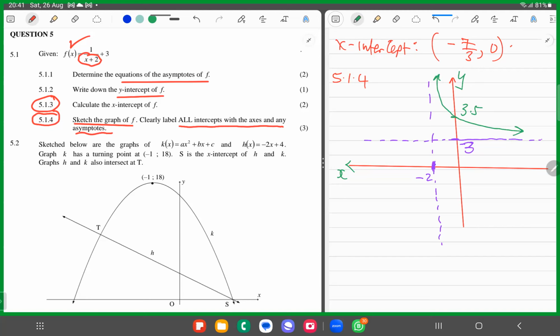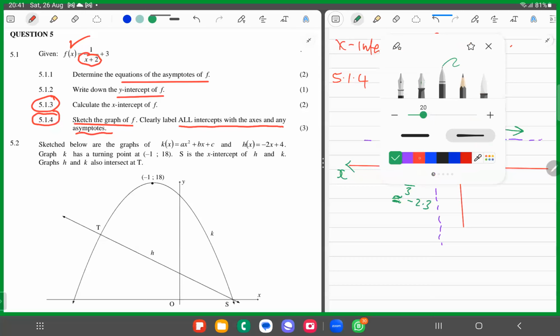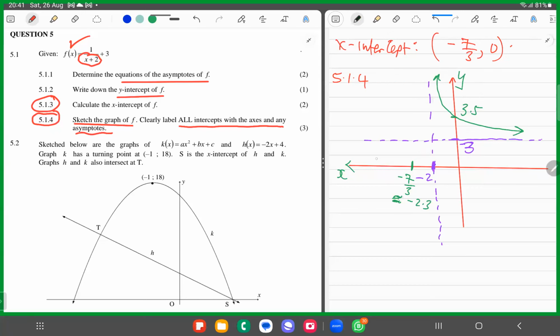And then you have this one, which is minus 7 over 3. Obviously, it's somewhere here, because it is approximately the same as minus 2.3. So minus 2.3, you're going to sketch like this. So now, this is the graph.